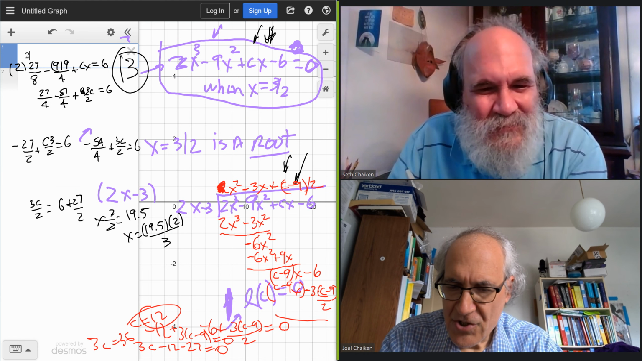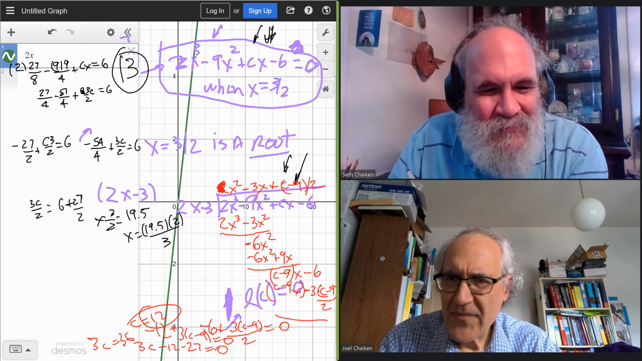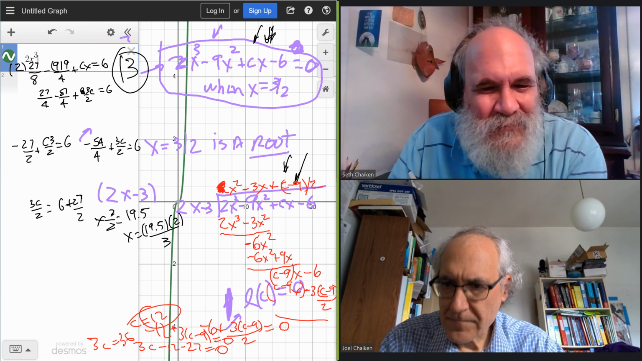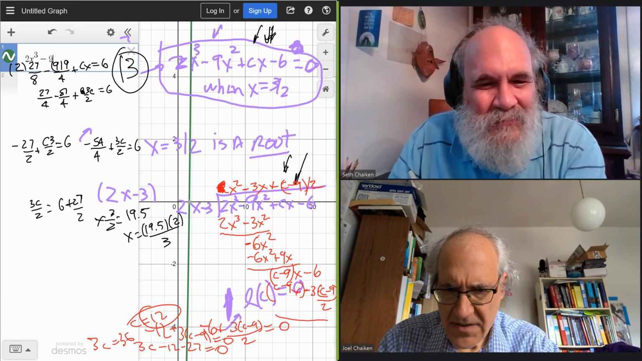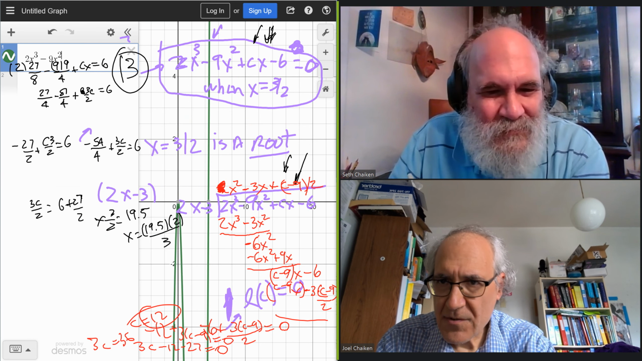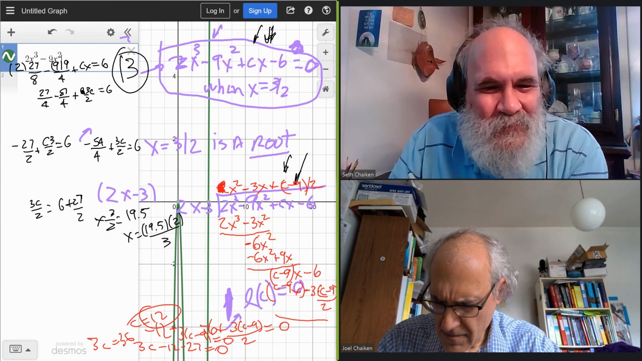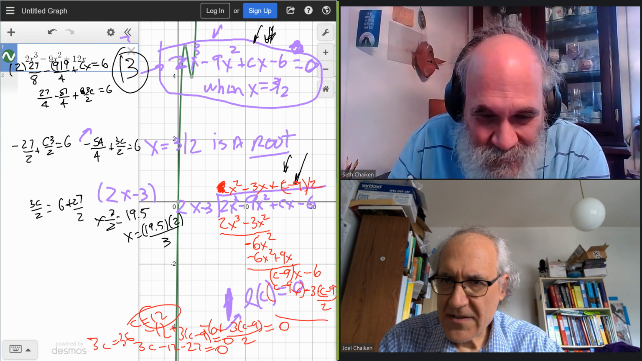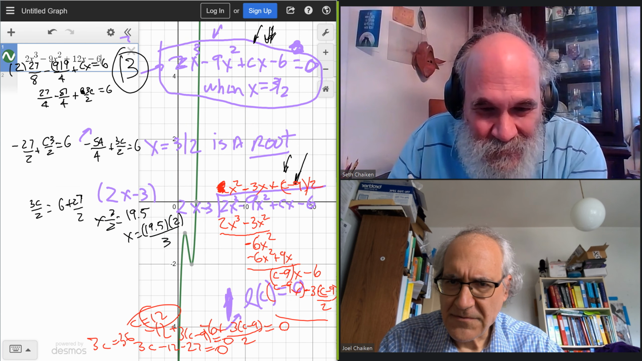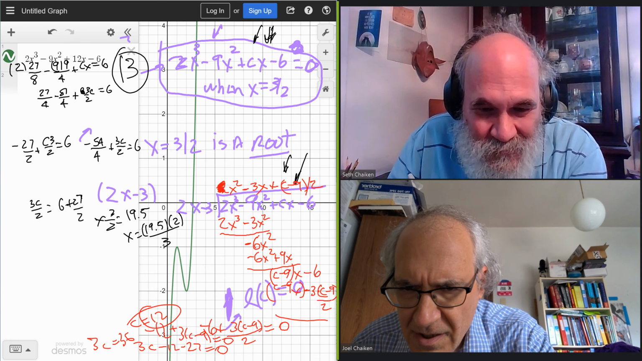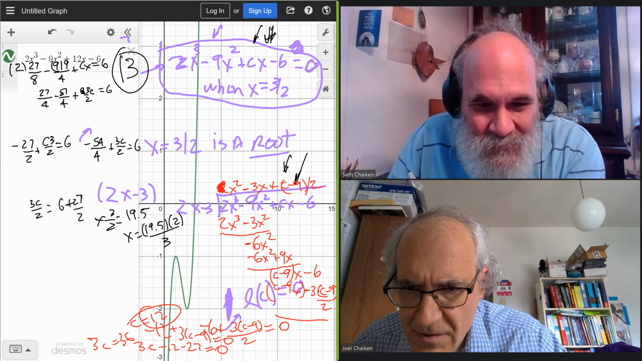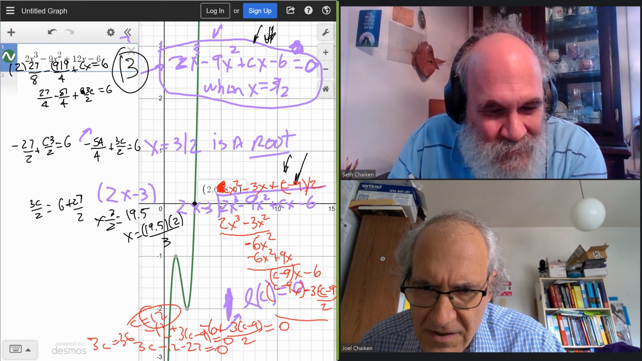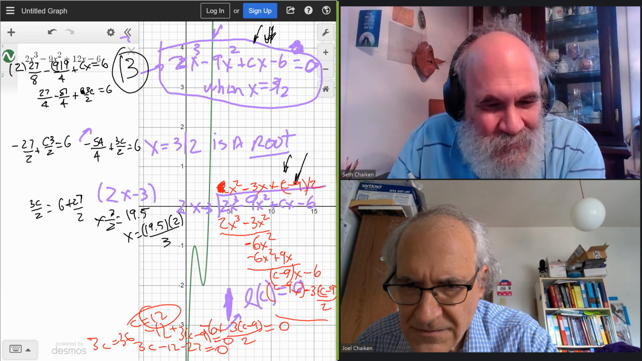So here we go. 2x cubed minus 9x squared plus 12x minus 6. Okay, the 0 is at not 2. What? Wait.